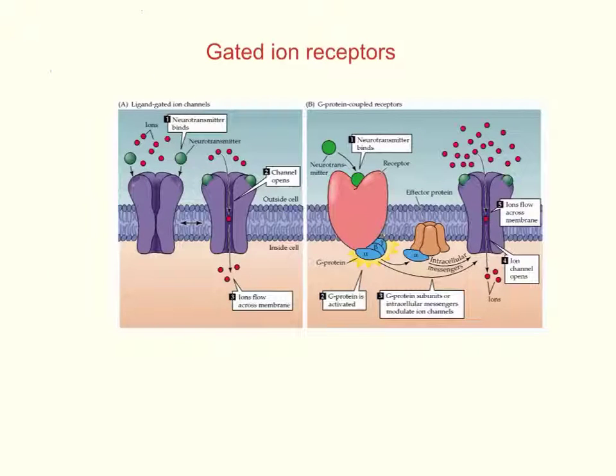So gated ion receptors are just proteins that have gated channels, and it opens or closes when it gets a specific signal. Ligand-gated receptors respond when they have a molecular signal. There are also voltage-gated ion receptors, and they just respond to voltage differences. So the ion receptor receives a signal to open or to close.